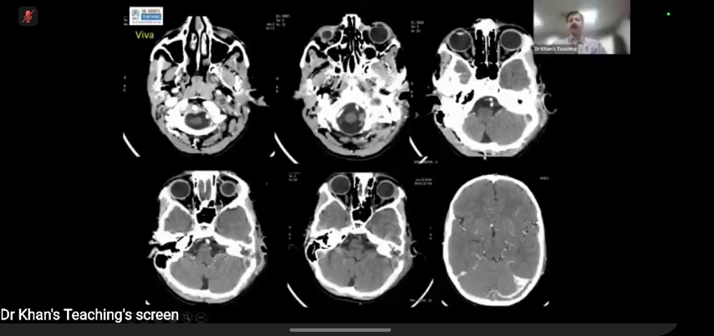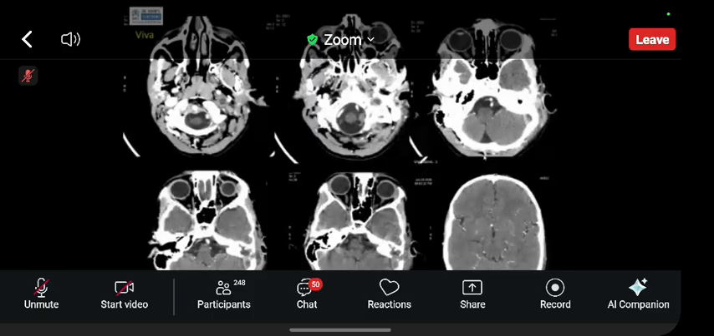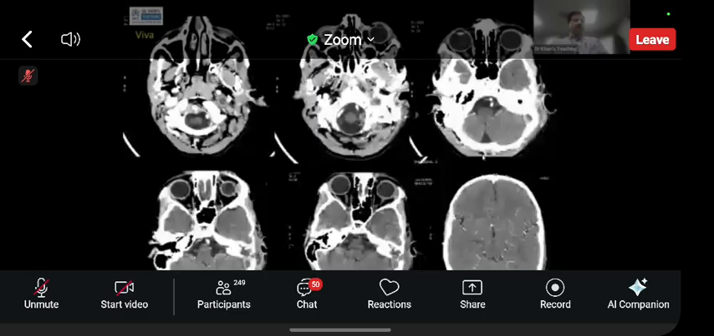Thrombus where? Within the sigmoid sinus, there's a low density. Okay, that's fine. I'll take over.